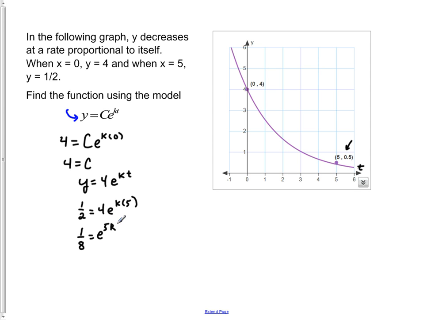And of course, to get that constant by itself, we need to get 5k by itself, which means we have to take the natural log of 1/8. And that will be equal to 5 times k. So solving for k means that we're going to divide both sides by 5. So I get something that looks like this: 1/5 of the natural log of 1/8.